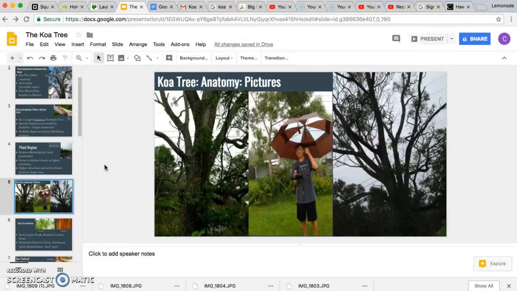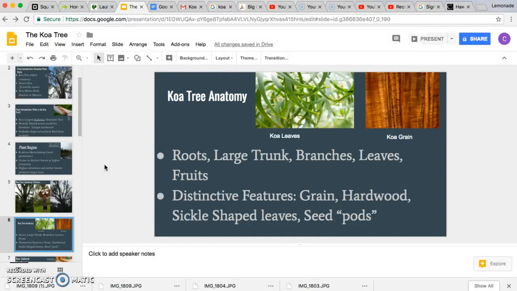So the koa tree I found, its distinctive features include a specific grain structure, as seen in the top picture at the top right. This grain structure people often find appealing, and as I said before, it is used in furniture, and this is a distinctive feature of the koa tree. It also is a very hard wood, so that's why it is also used in furniture and in canoes, and it was very appealing to the native Hawaiians as well.